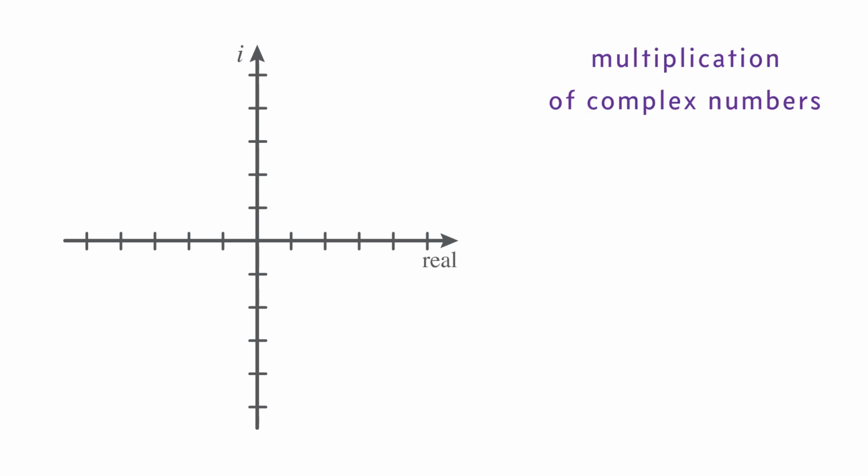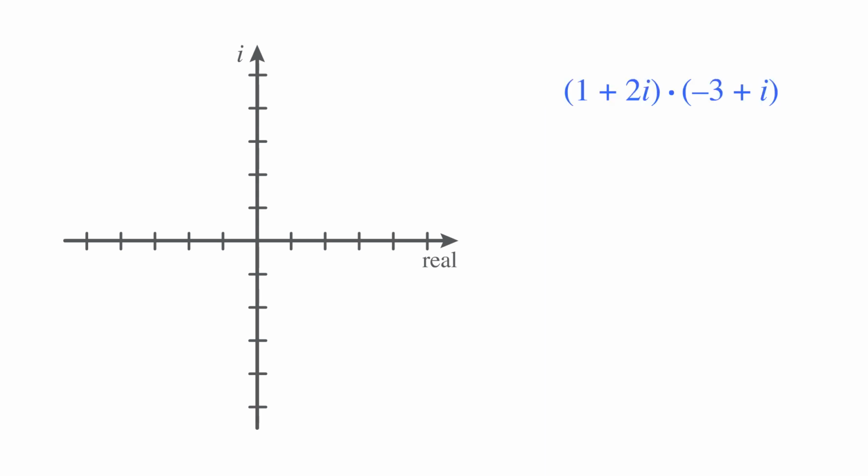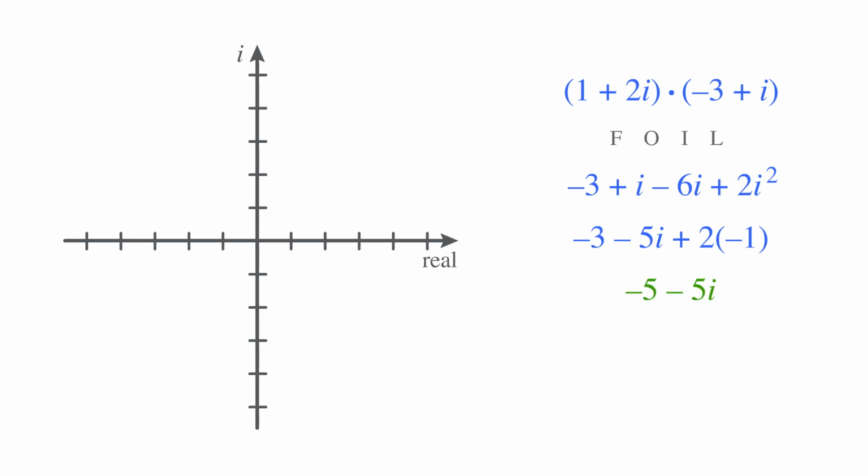If you recall, to multiply two complex numbers, like 1 plus 2i and negative 3 plus i, we algebraically FOIL them out, simplify the i squared to negative 1, and combine like terms. The result is negative 5 minus 5i, which seems kind of random. Let's look at all three numbers on a graph.